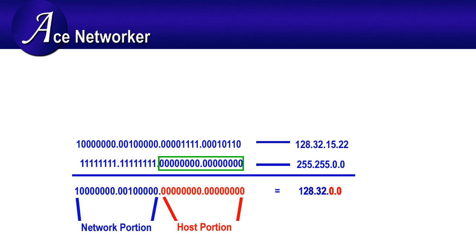So after ANDing, when we convert it back to decimal, we are left with the network 128.32.0.0. That's the network IP address.